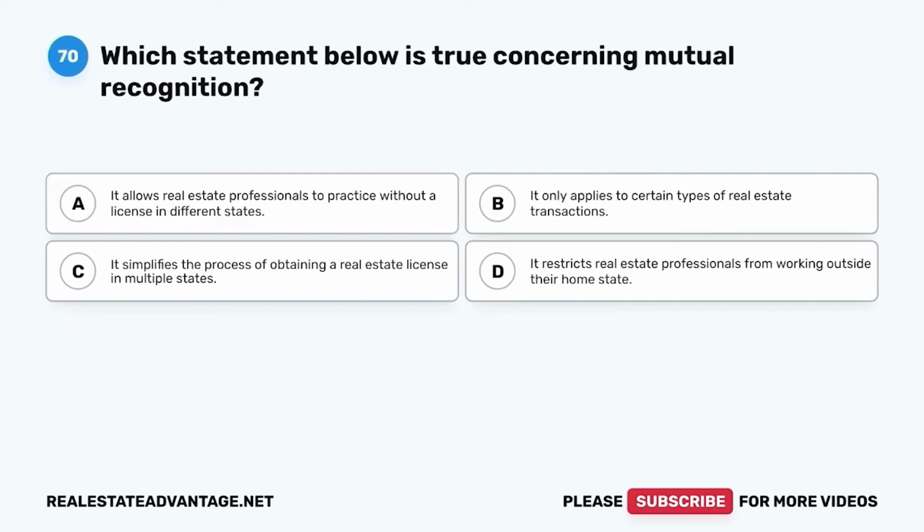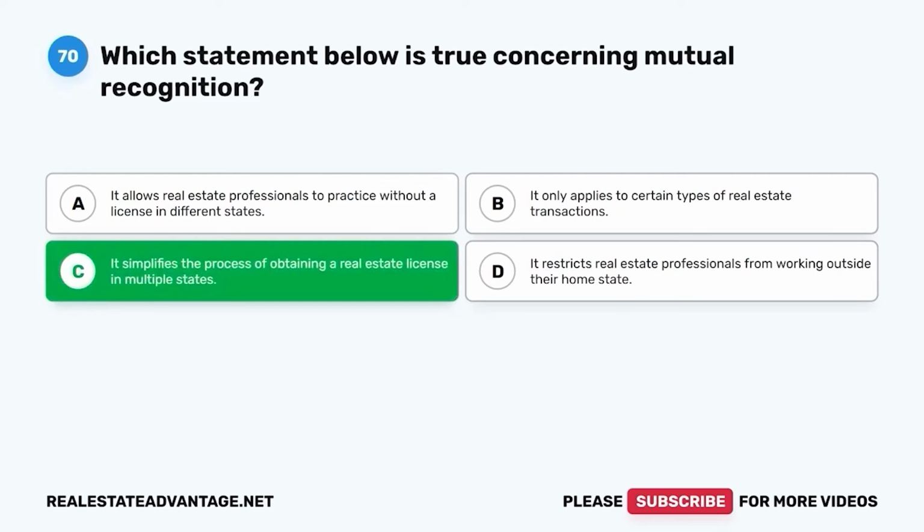Question 70. Which statement below is true concerning mutual recognition? A. It allows real estate professionals to practice without a license in different states. B. It only applies to certain types of real estate transactions. C. It simplifies the process of obtaining a real estate license in multiple states. D. It restricts real estate professionals from working outside their home state. The correct answer is C.